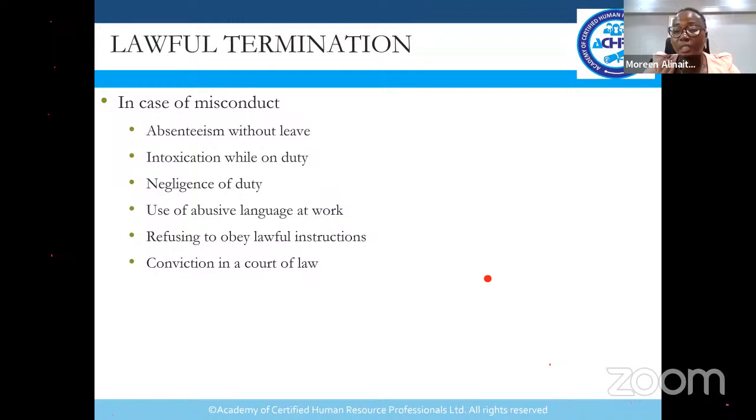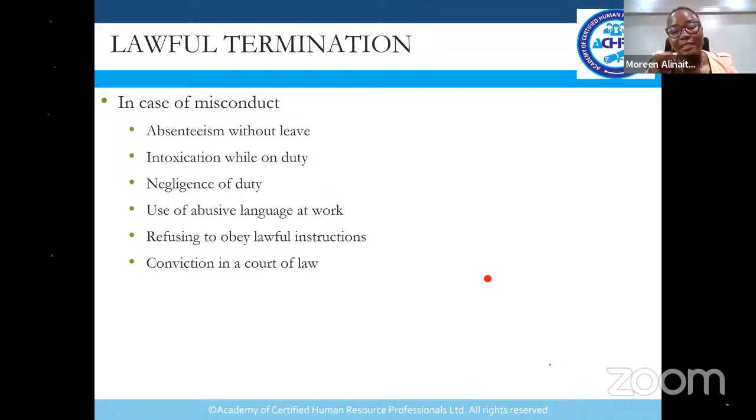Intoxication while on duty is a very interesting aspect. Because there are some people who say, I work better when I am a bit intoxicated. There are those kinds of people. So, intoxication will be considered as misconduct if the level of intoxication prohibits somebody from performing their duties, all right?